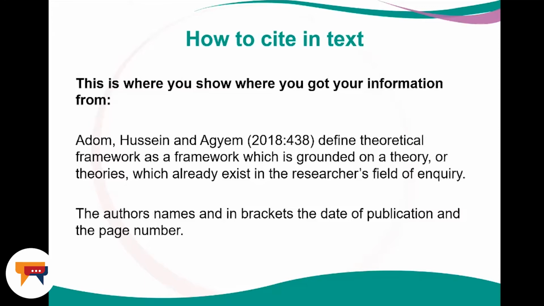So let's have a look at how to cite in text. This is where you show where you got your information from. For example, you will say Adam, Hussein, and Agim, and then in brackets, the date and the page number. The names and the date will then be consistent with what is in your reference list. So the authors' names are typed and then in brackets the date of the publication and the page number.